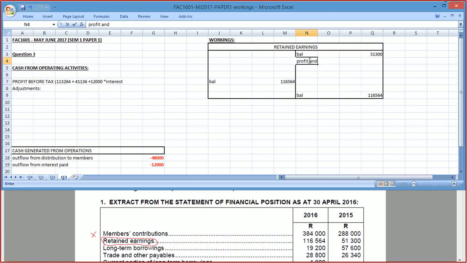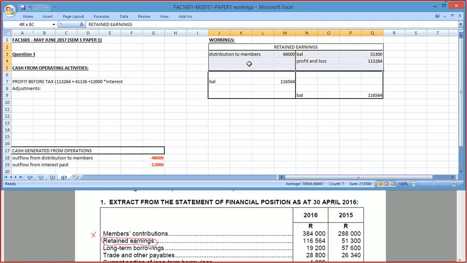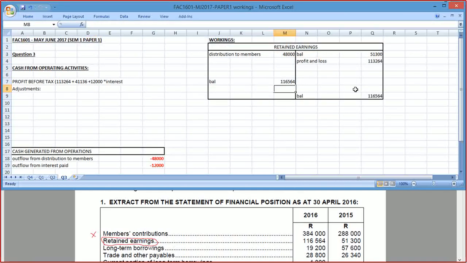That would have come from profit and loss. Okay, straight from the question. Profit for the year was 113,264. Then they also told you there was an outflow from a distribution to members of 48. So there would have been a distribution to members of 48,000. Now all I need to do is check what's left here. What's the balancing figure? So let's balance both sides off.